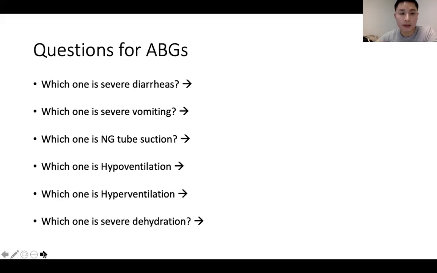All right. Next, questions for ABGs. I have some of these questions, so let's do them together. For someone with severe diarrhea, what do you think they might experience? Acidosis or alkalosis? Is it metabolic or respiratory? I just need a response and then I can explain. Okay, metabolic, good start. Can you tell me whether it's acidosis or metabolic alkalosis?